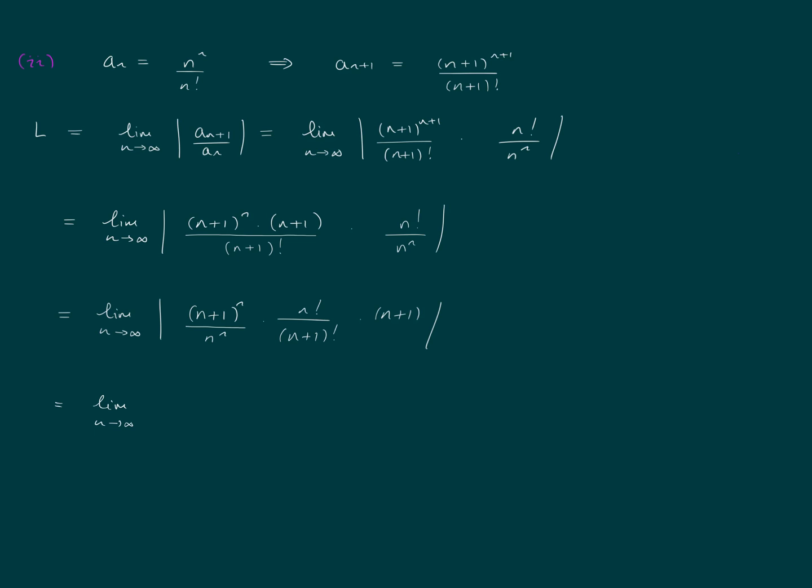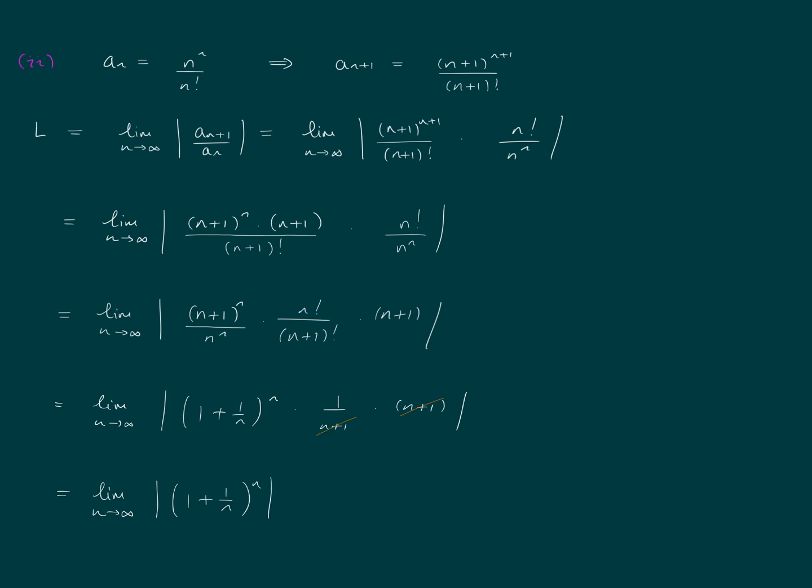Well, this is the limit of (1 plus 1 over n) to the n, if I divide the n into the n plus 1. And the n factorial over (n plus 1) factorial will leave me with 1 over n plus 1, times n plus 1. So this is equal to, the n plus 1 cancels with the n plus 1, I'm just left with this.